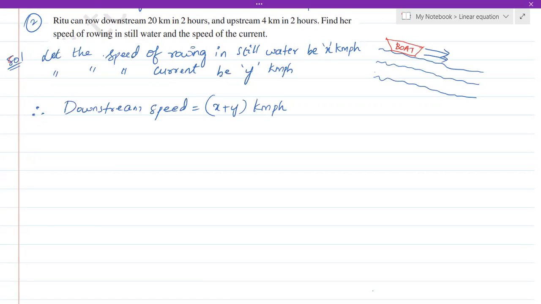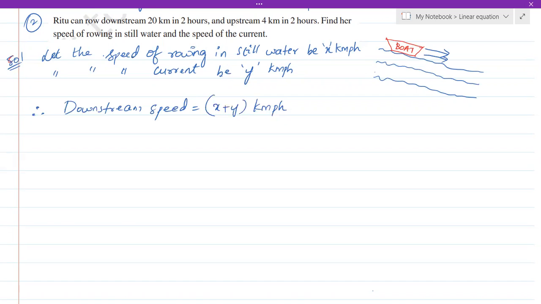If the boat and the water are flowing in the same direction, then the speed is going to add up, isn't it? Suppose you are running, and if someone pushes you from the back side, you fall, isn't it? Because invariably your speed is going to increase very much. So it's very obvious that if the boat is going in the same direction as the water is flowing, the speed will add up, isn't it?